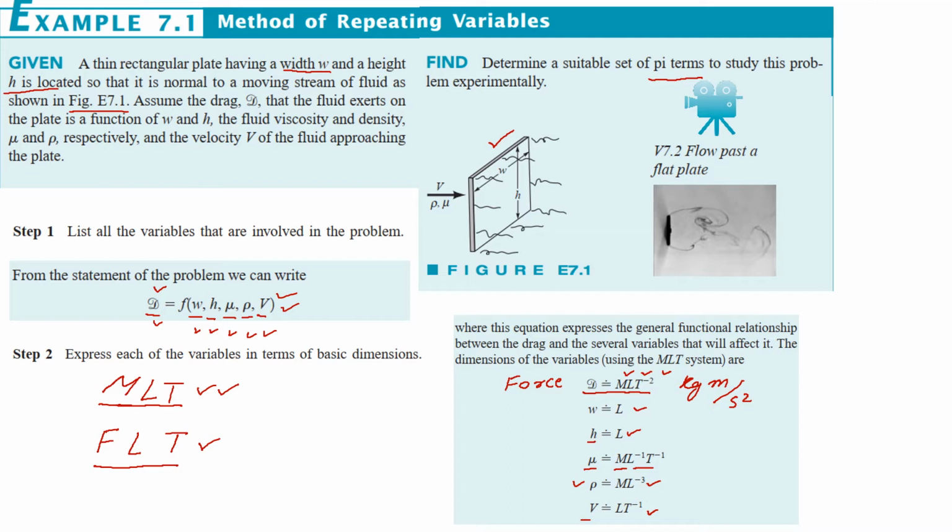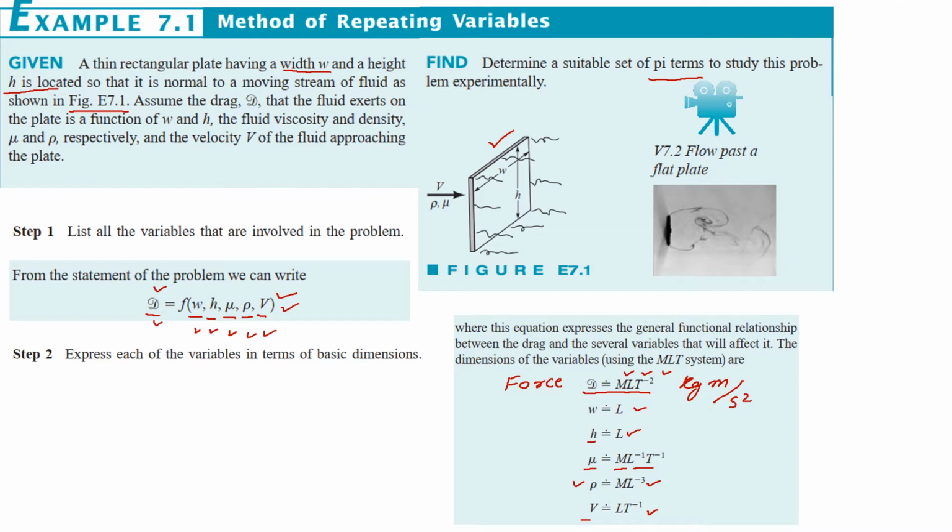And at the end, in this example, we will also represent these terms in FLT terms, and we will see whether they are dimensionless or not. So if you start with any of these systems, the MLT system or the FLT system, in the end you will have to convert between them to see that your pi terms are actually dimensionless. No matter what system you select at the start, you will have to convert them to the other in the end to see that your pi terms are actually dimensionless, and this is what we are going to do at the end.